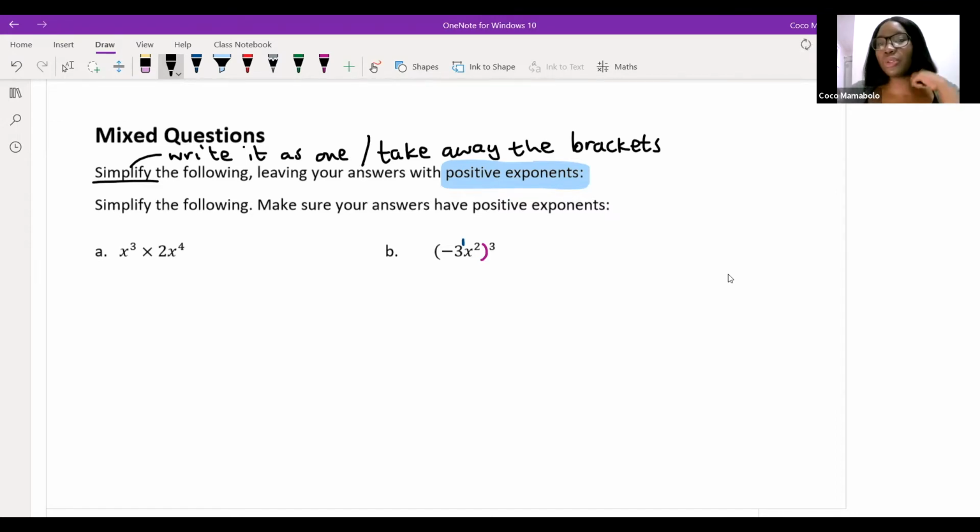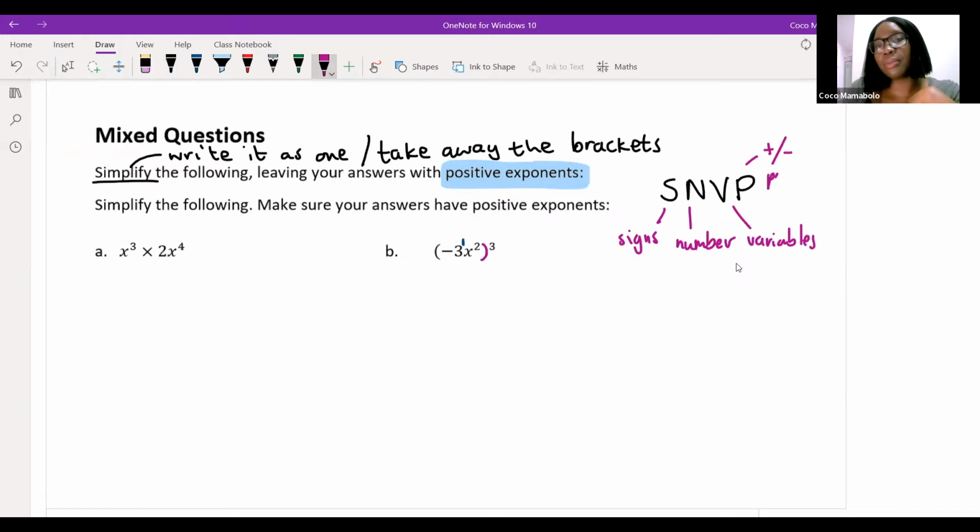All right, I'm going to dive into the answer for number 1. Normally how we remember it, or at the school that I'm at, we call this the SNVP. I know what you guys are thinking. It's not what it means at all. We always multiply the signs first, and then the numbers, and then the variables, and then we add or subtract powers, depending on what it is that we're doing in this case.